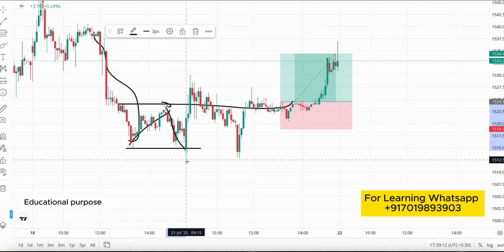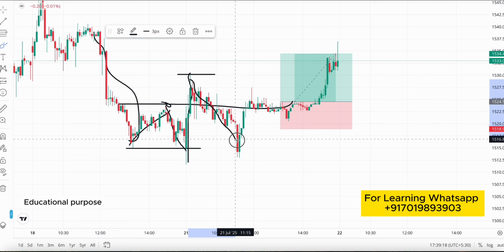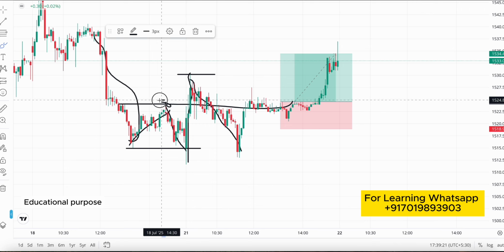You can see today, once the market opened, the stock price went up and again retraced back. This resistance level was given a breakout today, and this was a strong momentum that we got for today.